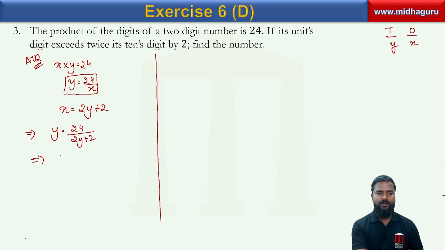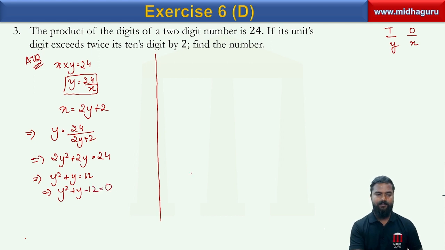Now I'll multiply this 2y plus 2 here. I'll get 2y square plus 2y is equal to 24. Then I'll divide the entire equation by 2, and I'll get y square plus y is equal to 12. And then when I bring this side, it becomes y square plus y minus 12 is equal to 0. So now I have an equation in y and I am supposed to solve it.